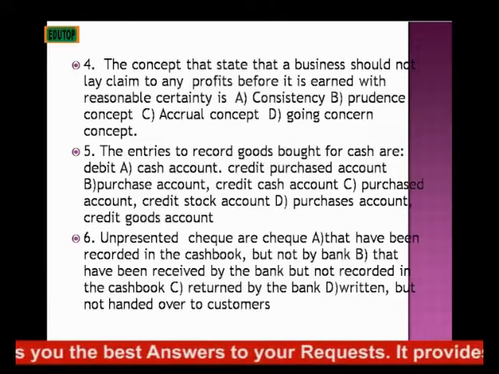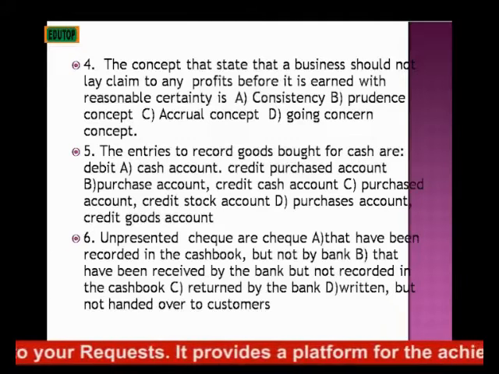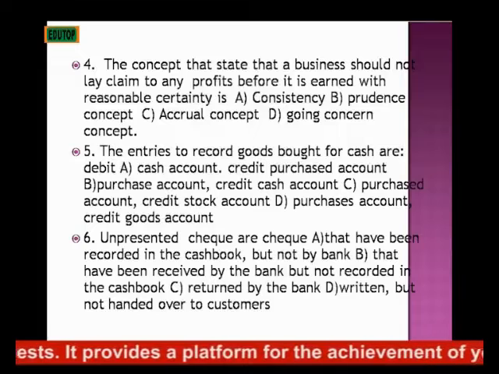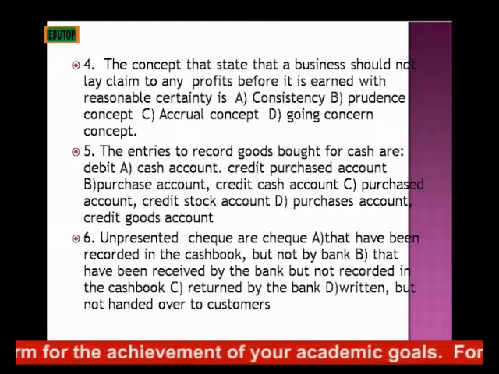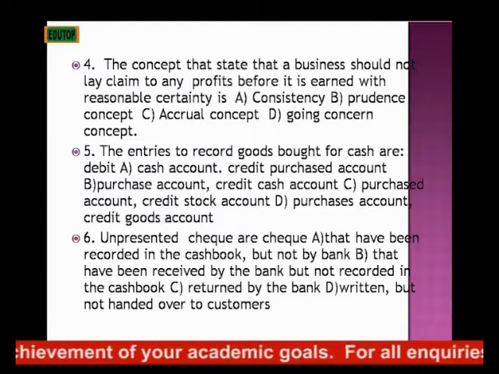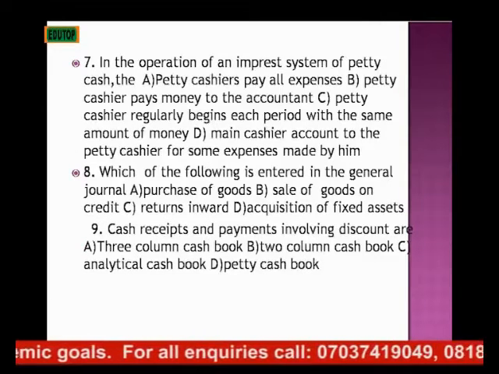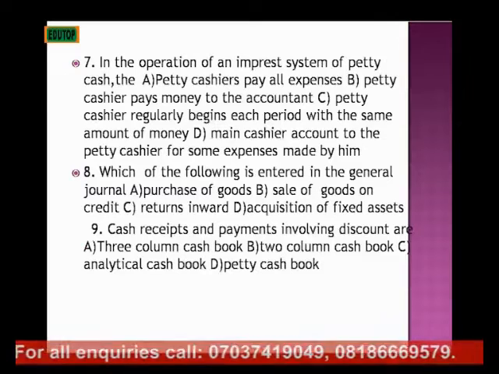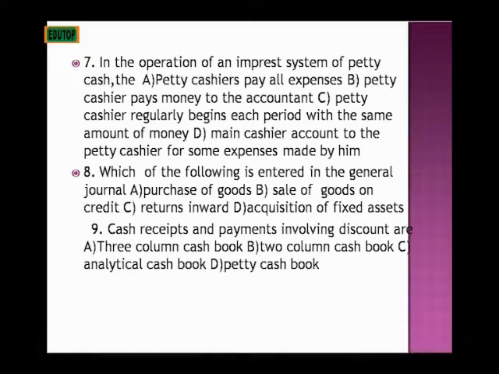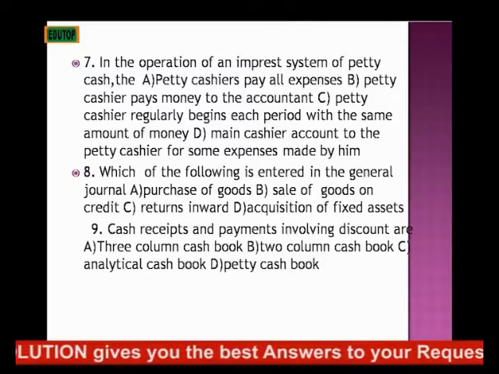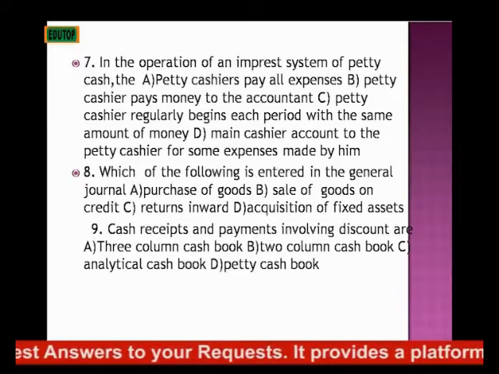Then the sixth question on unpresented cheques: cheques A, that have been recorded in the cash book but not presented by the bank; B, that have been received by the bank but are not recorded in the cash book; C, returned by the bank; D, written but not handed over to the customer. Then the seventh question says, in the operation of an imprest system of petty cash: A, the petty cashier pays all expenses; B, the petty cashier pays money to the accountant; C, the petty cashier regularly begins each period with the same amount of money; D, the cashier accounts to the petty cashier for some expenses made by him.